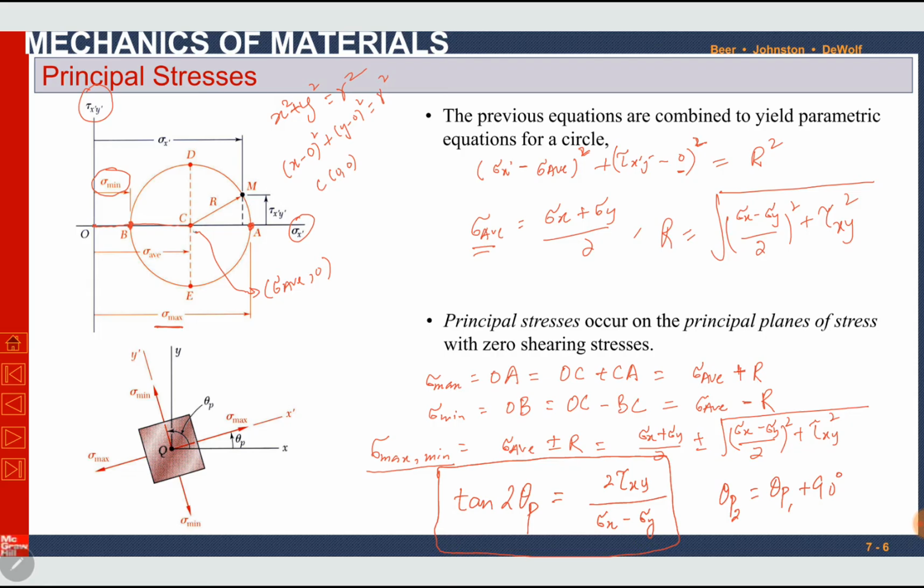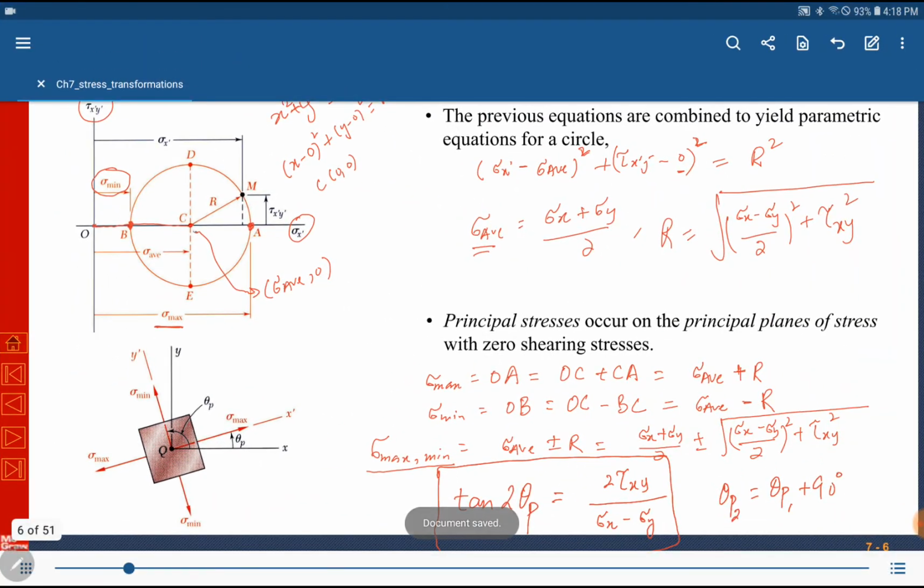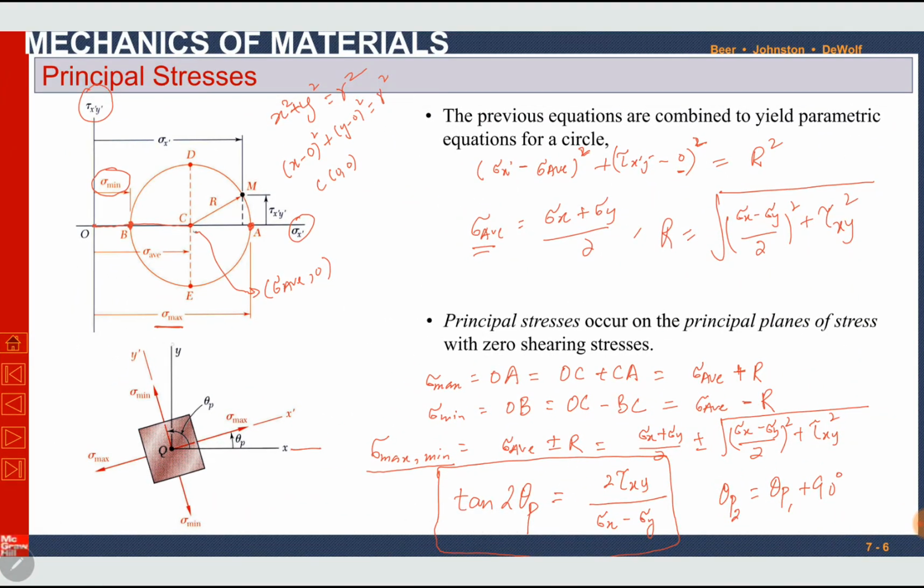Sigma maximum and sigma minimum are at an angle of 90 degrees with each other. So if the given element is in the x and y direction, then by rotating it at angle theta p, there will be sigma maximum, and then again there will be sigma minimum. Sigma maximum and sigma minimum are at an angle of 90 degrees with each other. Here we can see the sigma maximum and sigma minimum are at an angle of 180 degrees.